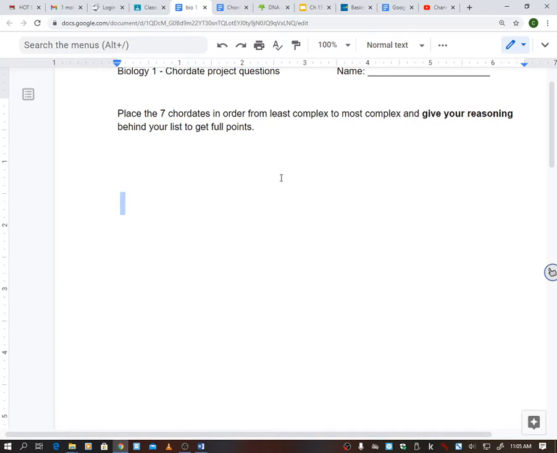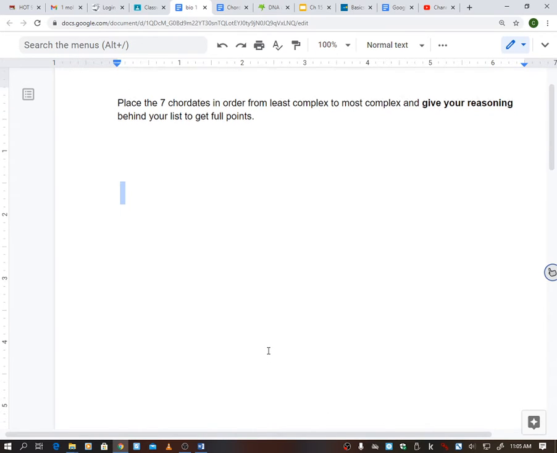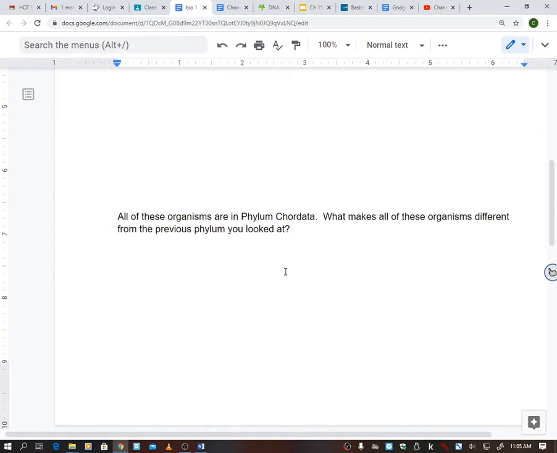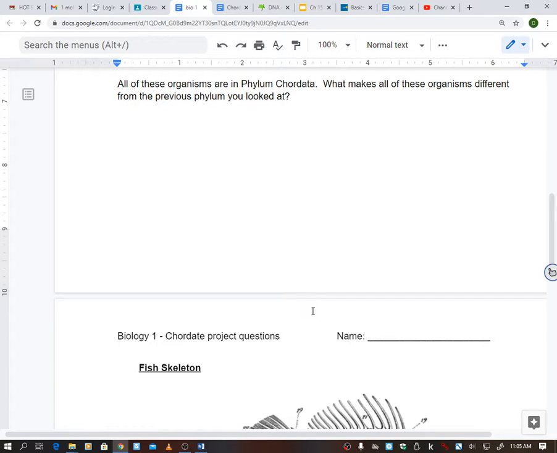Tell me why you did the next one. Why is that number 2? Why is that number 3? You can do that, or you could make a cladogram with characteristics. That is putting them in order, and those characteristics are giving the reasoning. You can do that, that's fine. But that's how you get full points for this. All right, when you're done with that, it says all of these organisms are in phylum Chordata. What makes all these organisms different from the previous phyla? I'm talking about our invertebrates. So how are they different than the 8 that we just looked at?